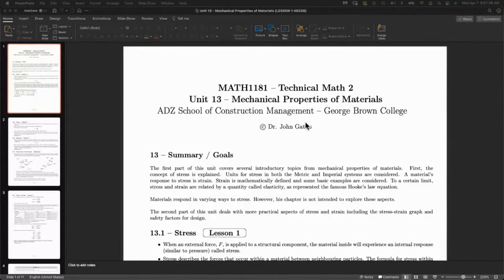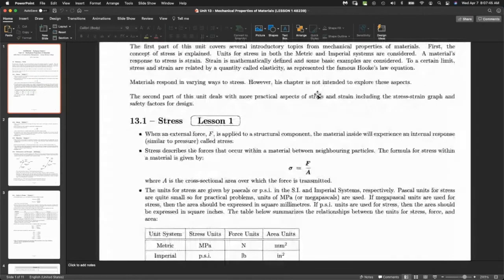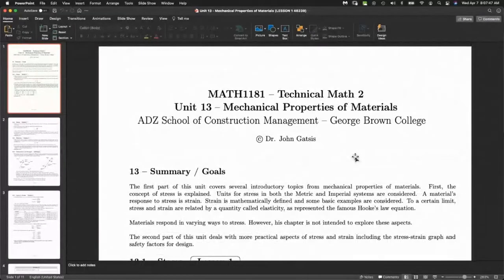So Unit 13 is on a topic called mechanical properties of materials. In a loose way, we'll just say that we're talking about bulk quantities and also overall effects that materials have to forces and other inputs. There are maybe three key formulas here.